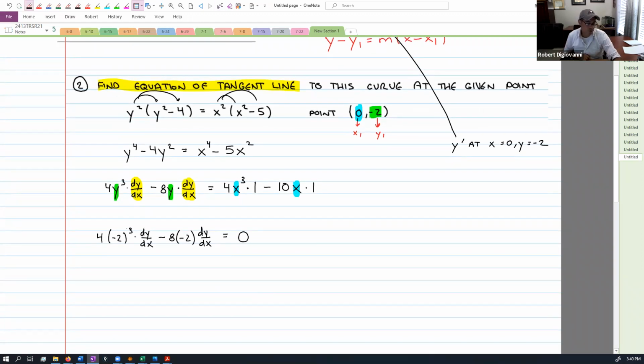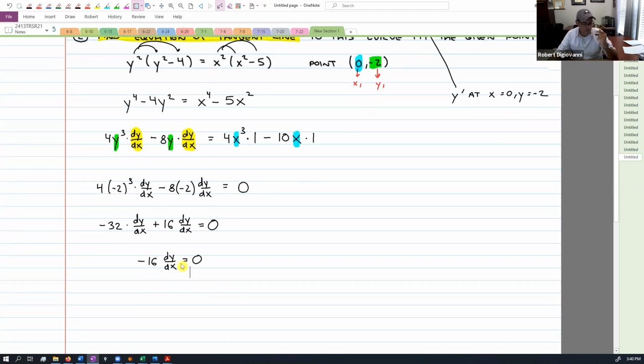Now, -2 cubed is -8, and I hit that with the 4, I get -32 dy/dx plus 16 dy/dx equals 0. Those are the same, right? Those are both a number in front of dy/dx. So I put those together, I get -16 dy/dx equals 0. And then I divide both sides by -16. And I get dy/dx equals 0.